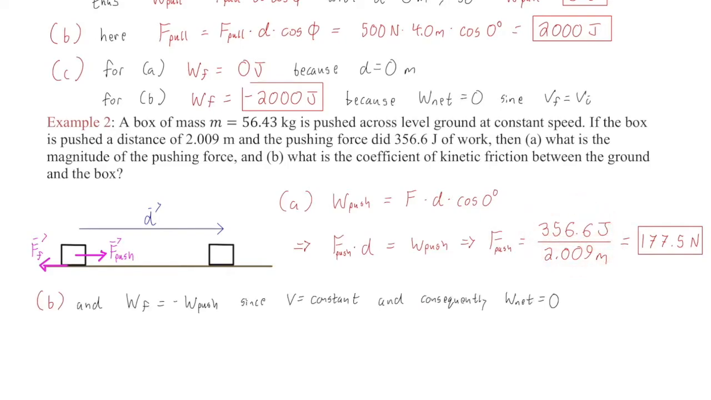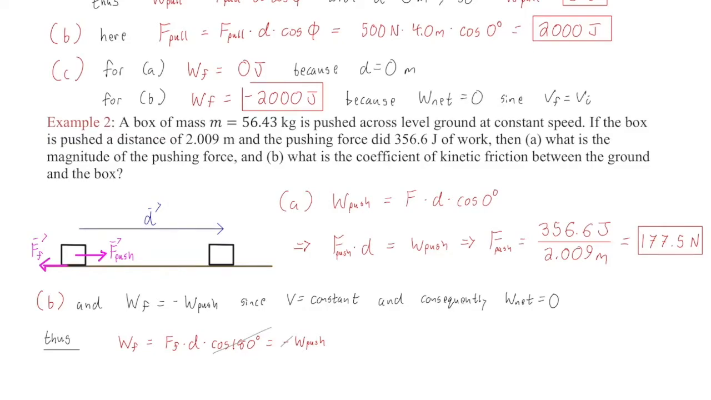All right, part B. The work of friction has to equal the negative work of push. Why? Because the velocity is constant, thus the net work is 0. See how that can be a really useful tool? That whole work-kinetic energy theorem is a really fast way to compare between forces. So that means the work of friction equals the force of friction times displacement times cosine of 180, which is equal to the negative work of push.